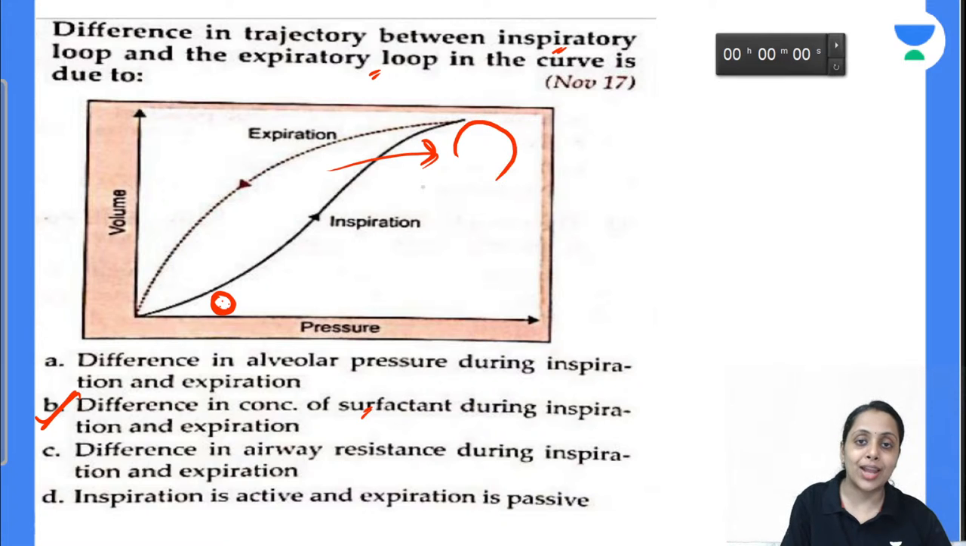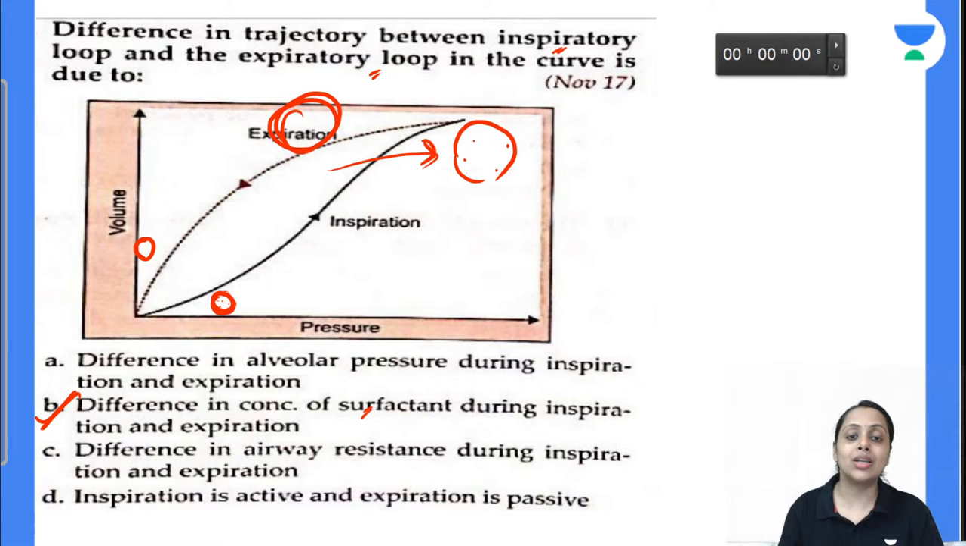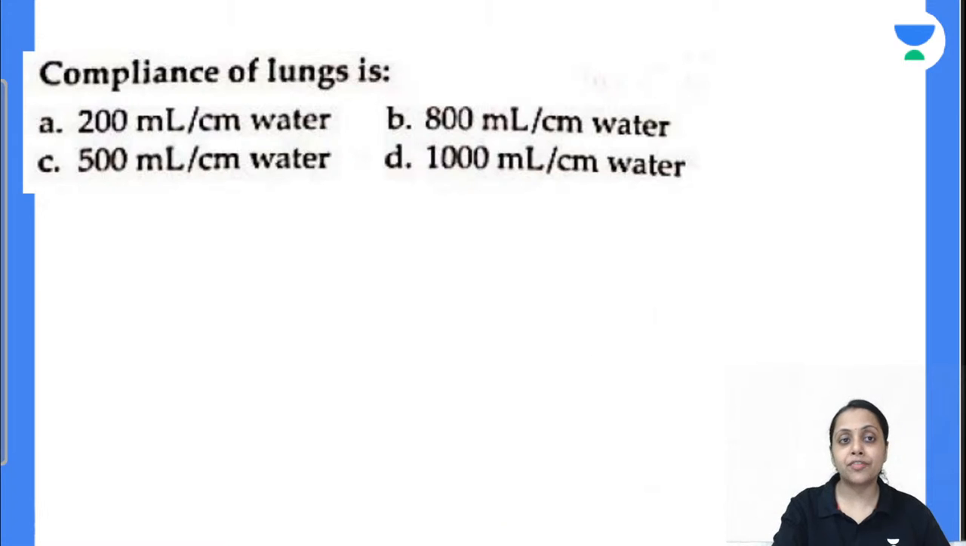At the end of inspiration, alveoli become larger. In the larger area the surfactant is distributed, so concentration of surfactant is going to decrease, and compliance is going to decrease, because overall surface tension is more, and we all know compliance is inversely proportional to surface tension. Surface tension is more, so compliance is less. That's why there is a compliance change during inspiration and expiration: at the start of inspiration compliance is more, at the end of inspiration compliance is less, while at the start of expiration compliance is more, and at the end of expiration compliance is less. And this all is due to the concentration of surfactant, so the answer is B only. Is this clear with everybody?